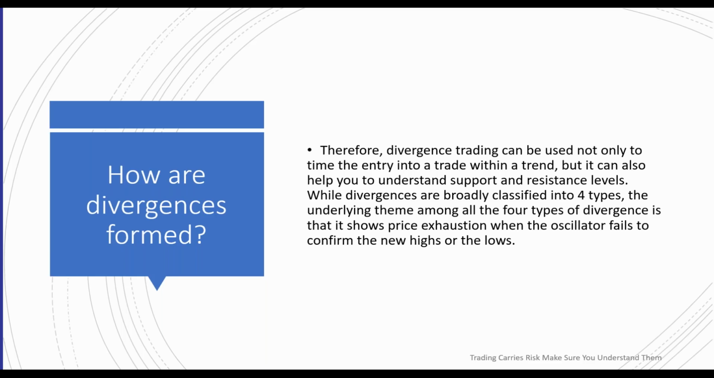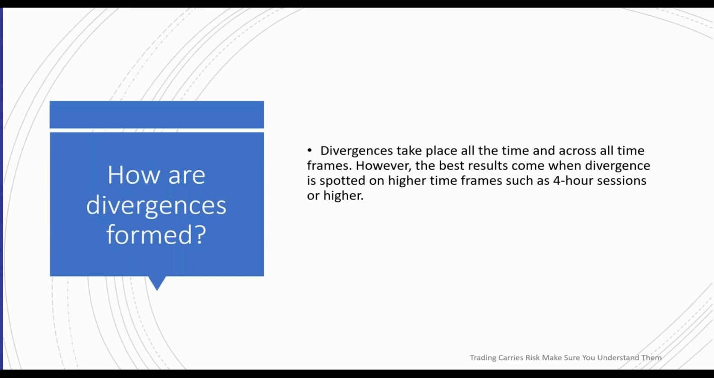So therefore, divergence trading can be used not only to time the entry into a trade within a trend, but also helps you understand support and resistance levels. While divergences are broadly classified into 4 types, the underlying theme among the 4 types is that they show price exhaustion when the oscillator fails to confirm the new highs or the lows. Divergence takes place all the time across all time frames. However, the best results come when the divergence is spotted in a higher time frame, such as a 4-hour session or higher, when you're doing short-term trading.